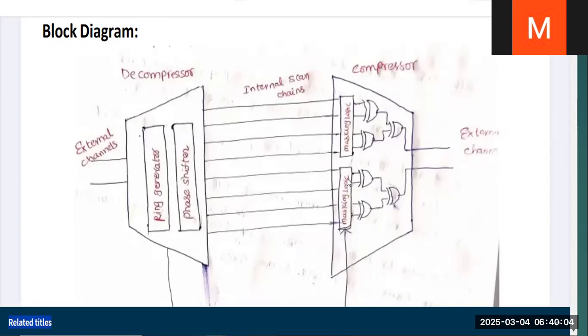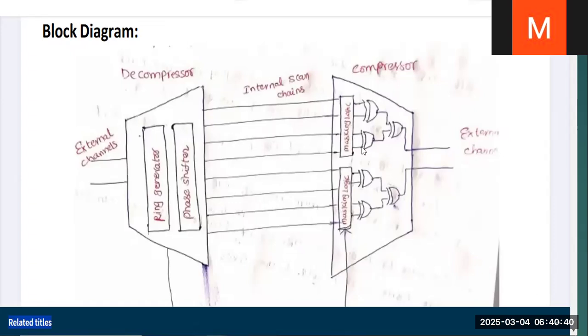So what is the use of this masking logic? If any internal scan chain is propagating X, then with the help of this masking logic we can block it. This masking logic consists of an AND gate connected to a mask hold register. The mask hold register is driven by a mask shift register. All these are pulsed with EDT update and EDT clock, so with their help we can control this masking logic.